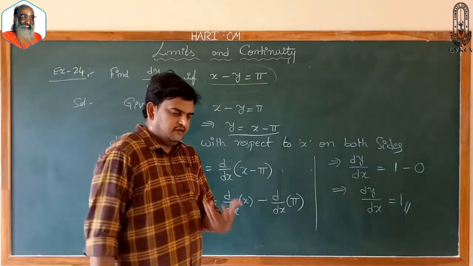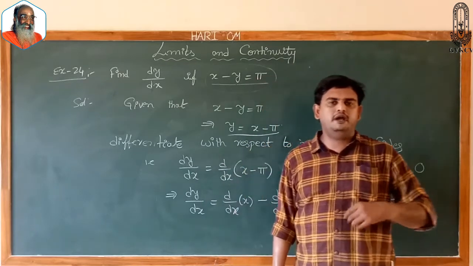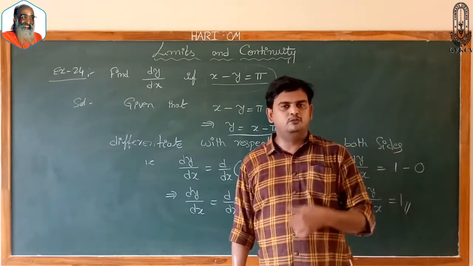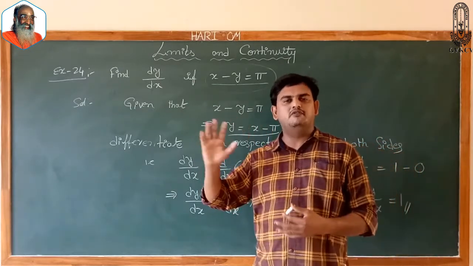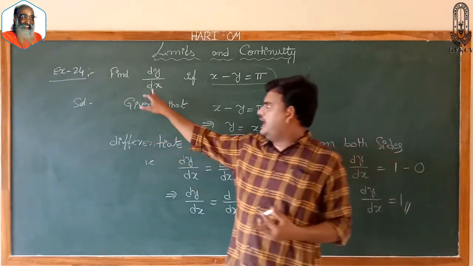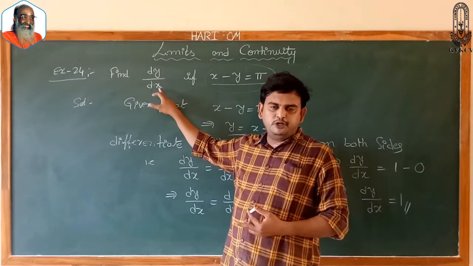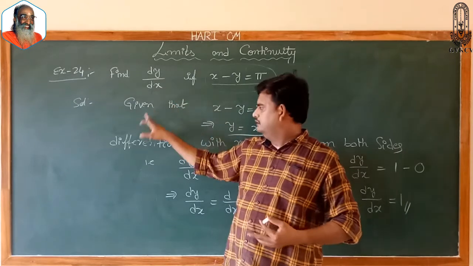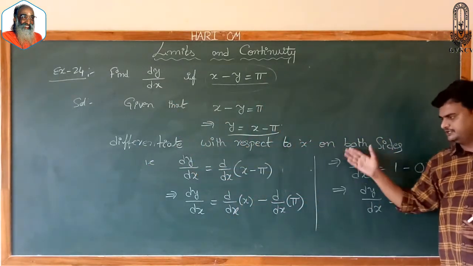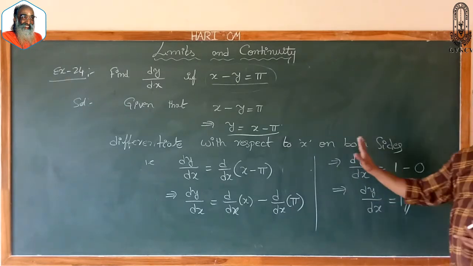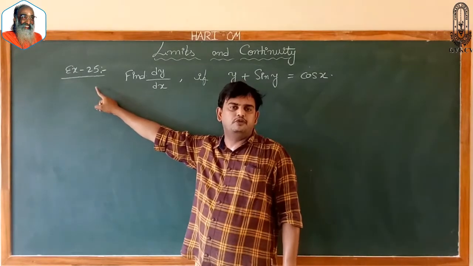That means if there is a function having more than one variable, two variables or three variables. Here I have only two variables and they asked you to find dy by dx. So in dx, you have to observe the denominator. With respect to x we are going to differentiate, so differentiate with respect to x on both sides. By differentiating we have the answer 1. This is example number 24. Now we have example number 25.